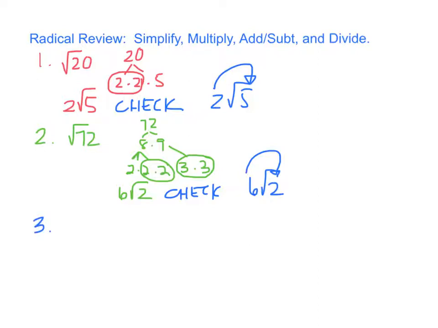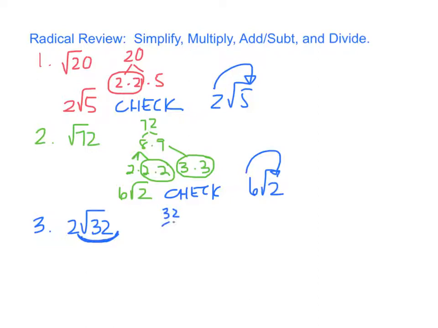Number 3, if we have 2 times the square root of 32. So now this is the first time we've had a number outside the radical. So what we are going to do is prime factor just the square root of 32.